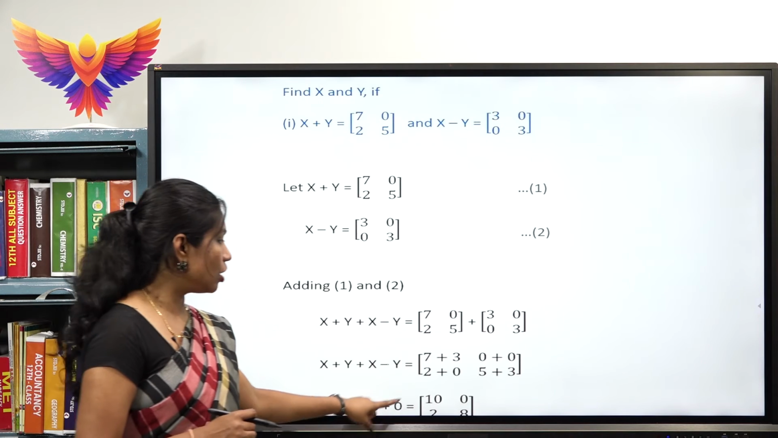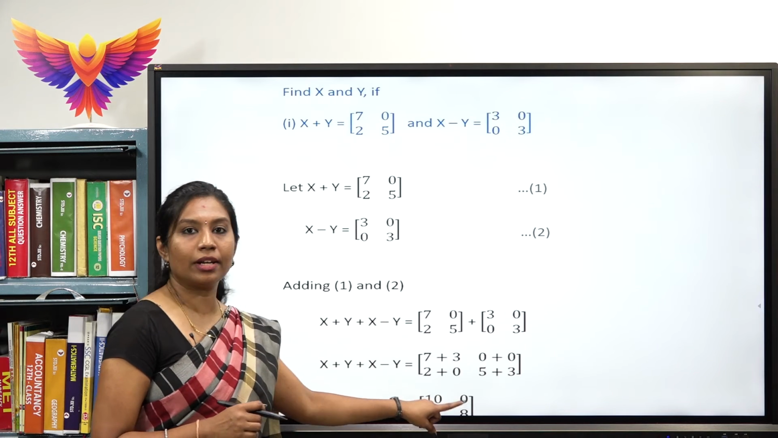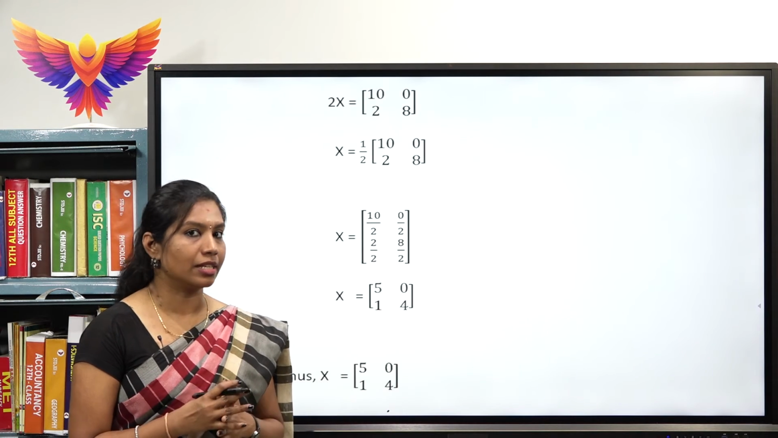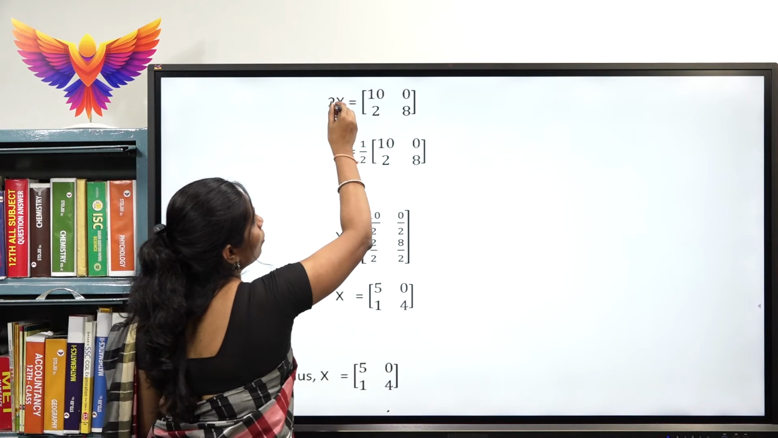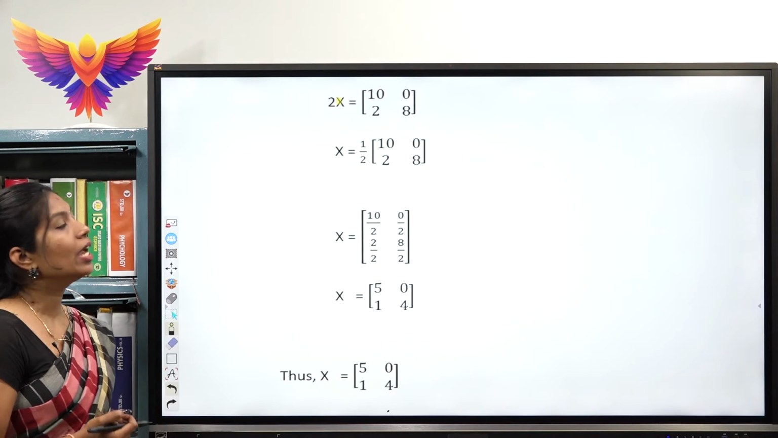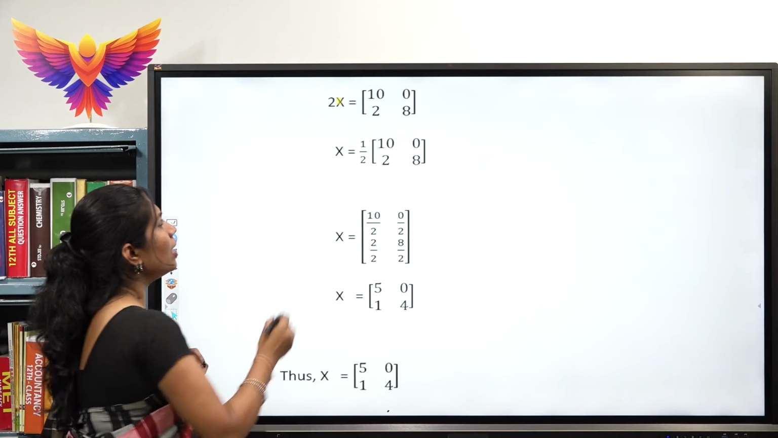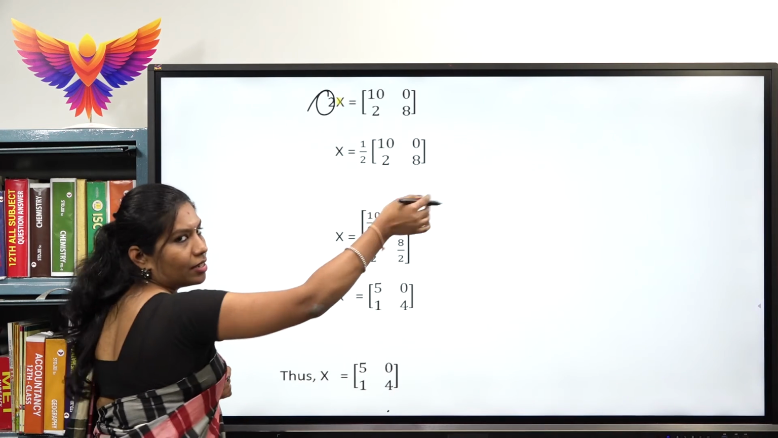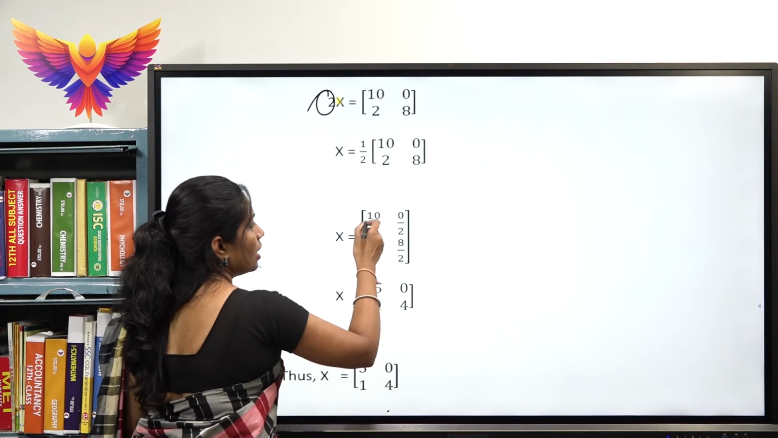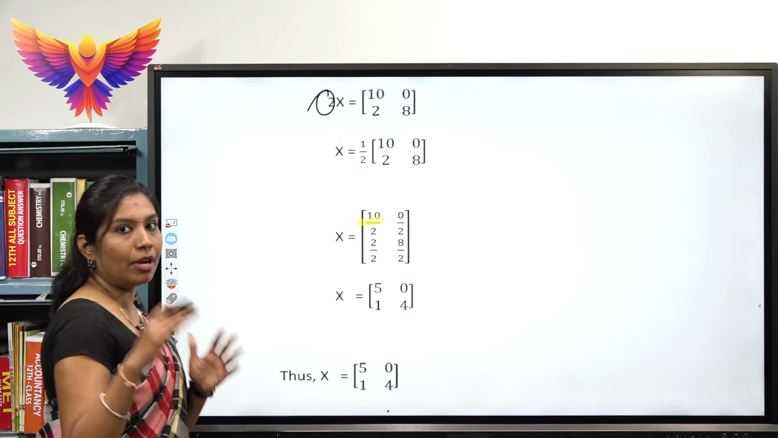We have got 2x is equal to 10, 0, 2 and 8. I need only x here. So I will be dividing by this 2 on the right hand side, that is, in the denominator of the matrix. So when I do that, I will be getting 10 over 2. Each and every element needs to be divided.